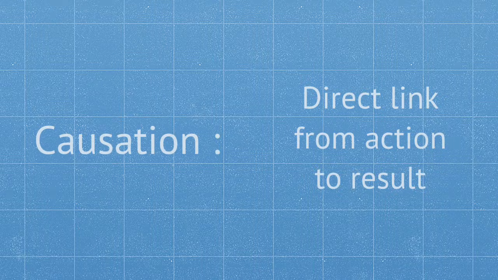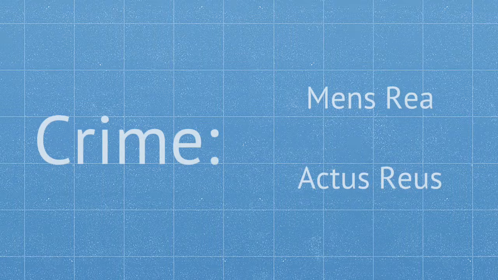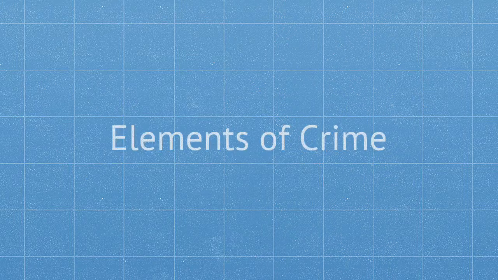In order to prove actus reus, you need a direct link from action to result. So in any court case, the prosecution is trying to prove mens rea and actus reus, because they're the two fundamental elements of a crime.